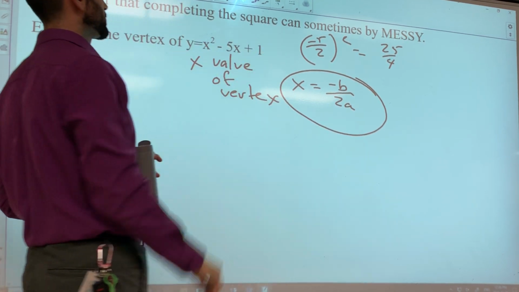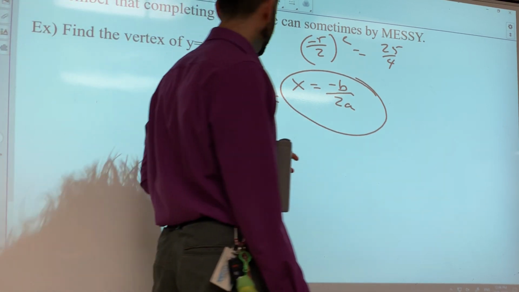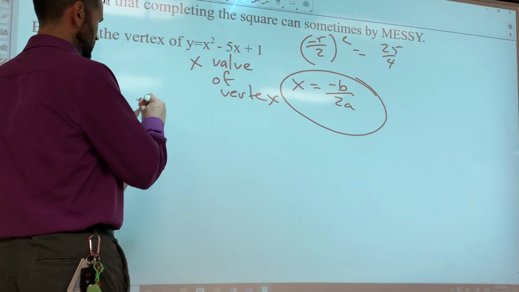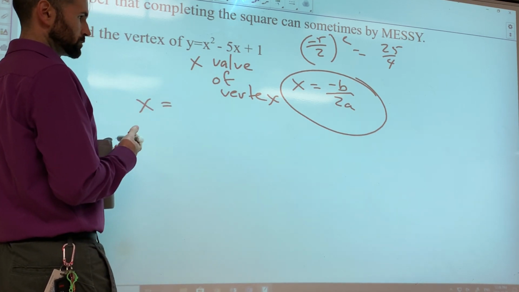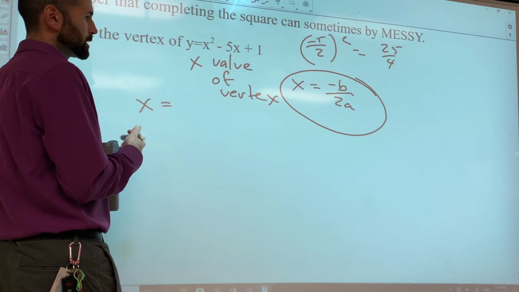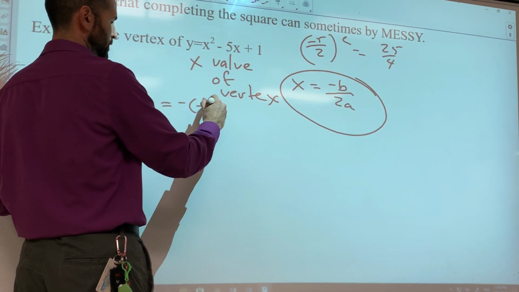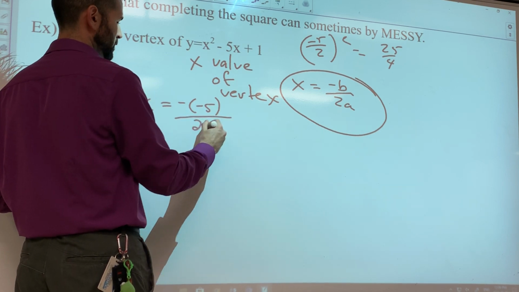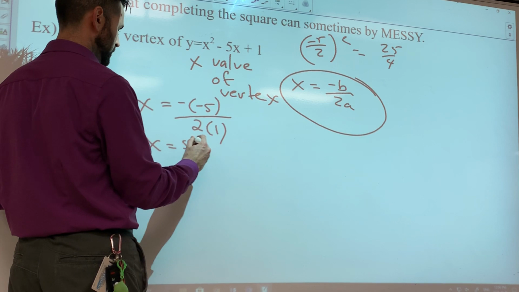As long as you have it in general form, negative b over 2a would give you the x value of the vertex. Does the x value always have to be 1, or can it be any? No, the x value of the vertex could be anything. So if I plug in b, which is negative 5, I go negative 5 over 2 times a, which is 1. So the x value of the vertex in this case is 5 over 2.